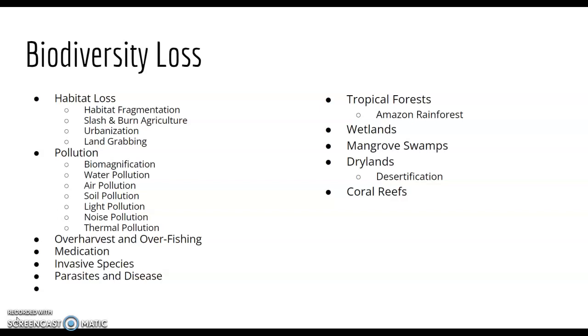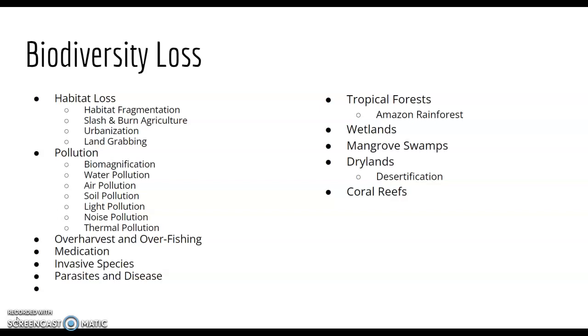There's also slash and burn agriculture, which is very bad for habitats because they pretty much cut it down and burn it, and it's not able to regrow. There's urbanization, so building houses and things like that. And there's also land grabbing. Another cause for biodiversity loss is pollution. Pollution is very bad. It can kill animals very easily, and it can come up in the water, it could be in the air, soil, it can be in the form of light or noise, and also thermal, which is just heat.